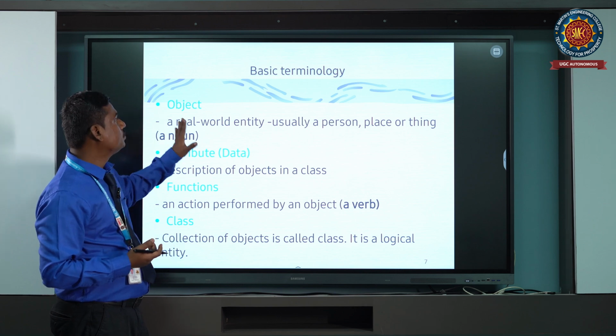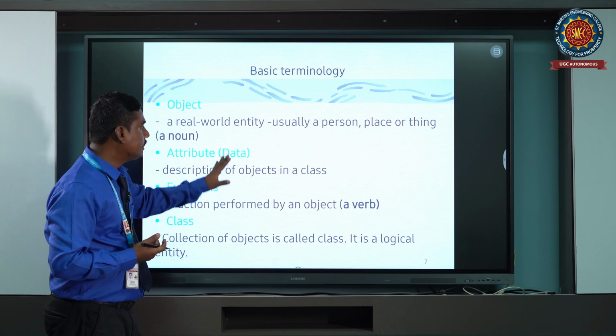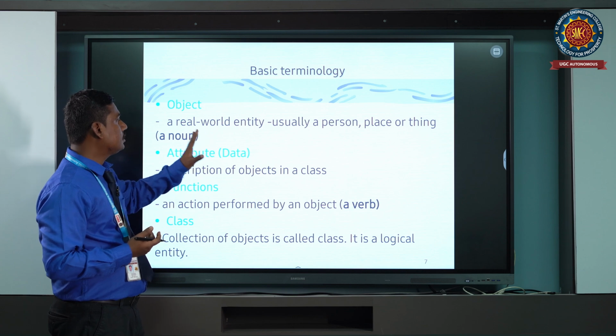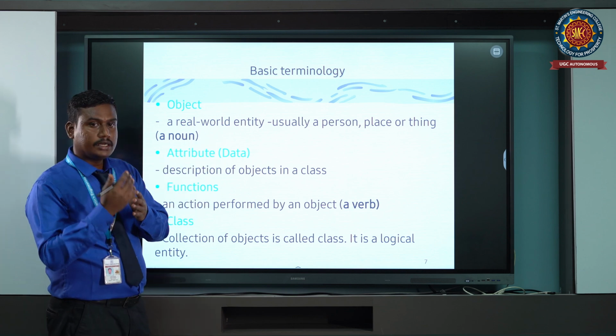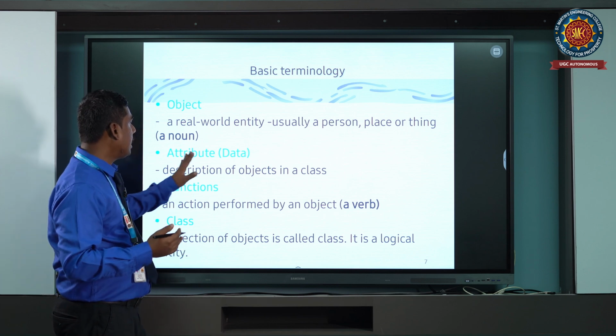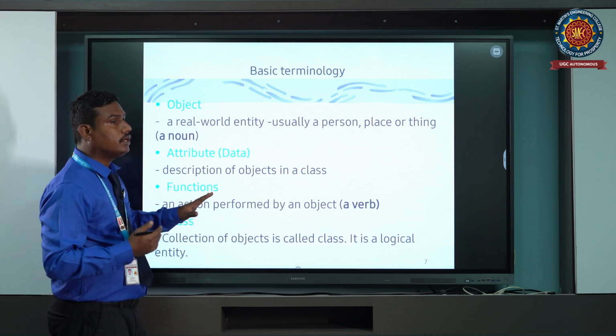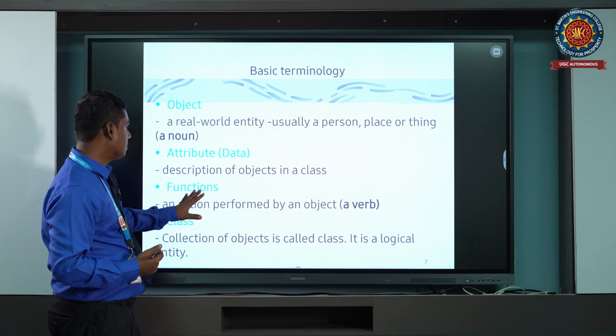First one is object. What is an object? It is a real world entity like a car. The car has some data, some attributes. What are those? Maybe the design, color, everything comes under the attributes. What are the functions we perform with the car? Those are the functions performed.